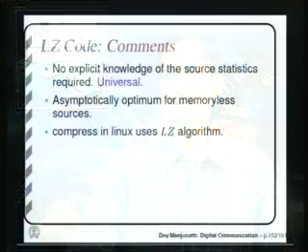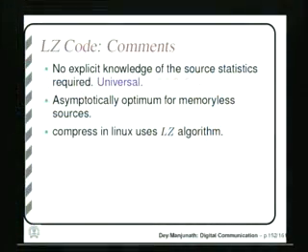And we can limit the size of the list by removing any element which is not used for a long time, that is, the least used element in the list. So there are some comments. It is a universal coding, we can use it for any source statistics, and it will adapt itself automatically. It is asymptotically optimal for a memoryless source, and also compress in Linux, which we gave as an example of a lossless coding, uses LZ coding.